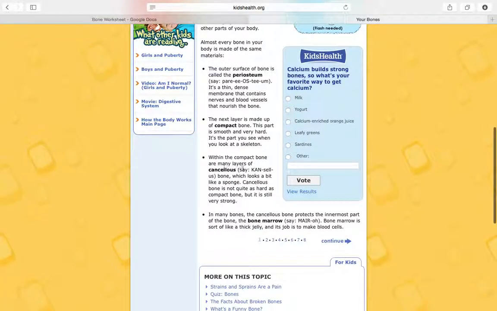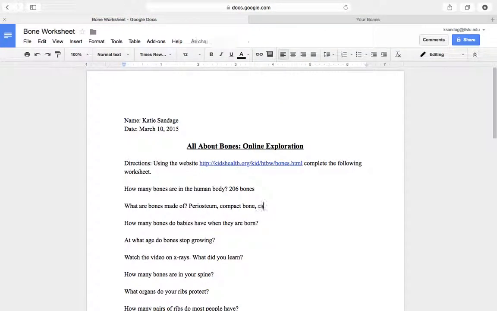Within the compact bone are many layers of cancellous bone, which looks a bit like a sponge. Again, visualizing what a sponge looks like and how that would look inside of a bone. Cancellous bone is not quite as hard as compact bone, but it is still very strong. So I'm now going to add that in here.